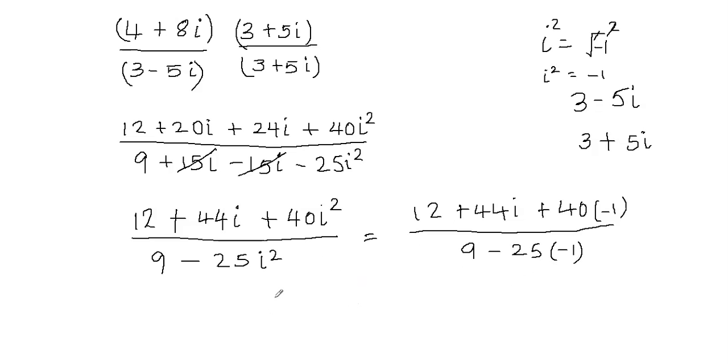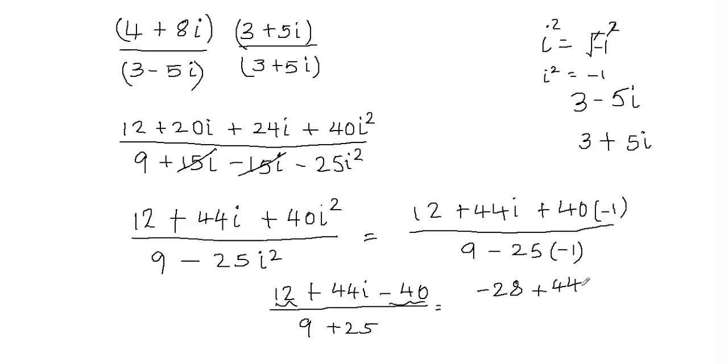So now let's simplify this. This will be equal to 12 plus 44i, and then positive 40 times -1 will be equal to negative 40, divided by 9. Negative 25 times -1 will be equal to positive 25. And we have 12 and negative 40. Well, these are like terms. We can combine those terms. 12 minus 40 will give me negative 28, and then we have plus 44i, divided by 9 plus 25, which will give me 34.